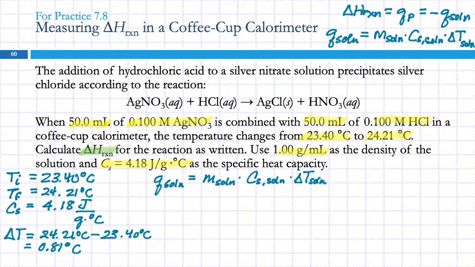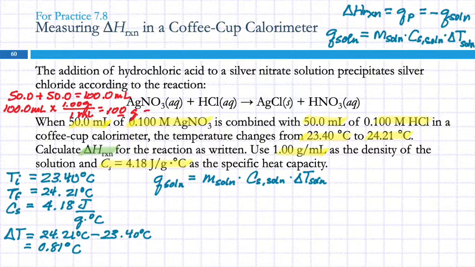It's 100. It's 50 plus 50, right? So we've got 50 plus 50, so that's going to be 100.0 milliliters. 100.0 milliliters, and I want to change that into grams. I'm going to divide by milliliters. Use density as a conversion factor. Well, my density is 1.00 grams per milliliter. So then I've got 100 grams of solution. There's the mass I was missing.